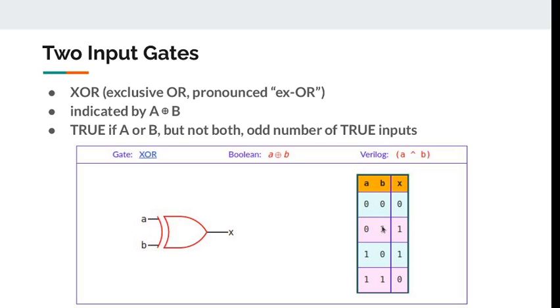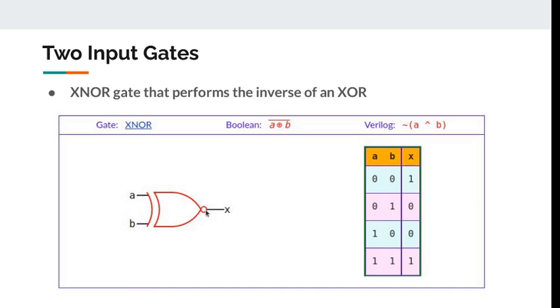You can see that this is the behavior. With an odd number of true inputs, it's always true. So this is the symbol for Verilog, and this is the symbol that we're using in equations. And the symbol for the circuit diagram is like this pointy OR, but with this extra line here at the inputs. So this is the exclusive OR.